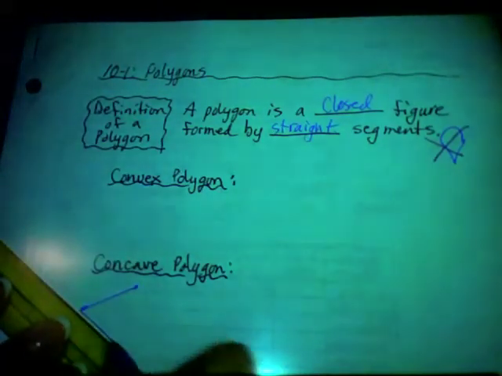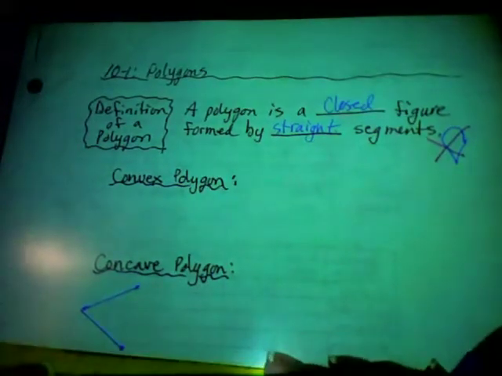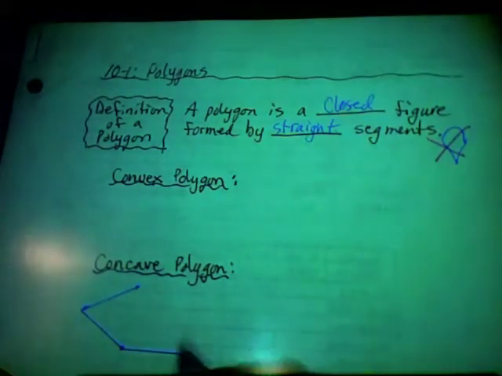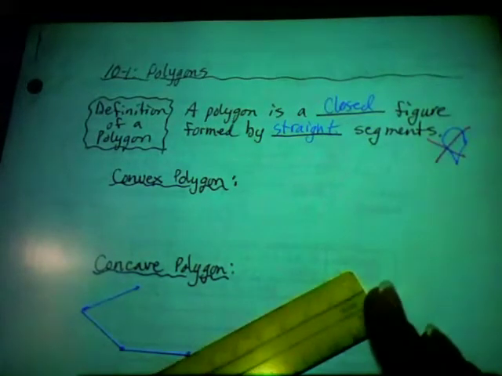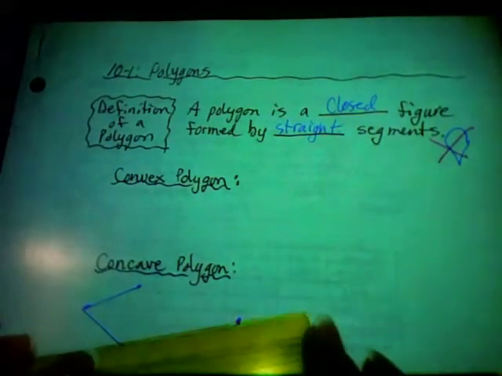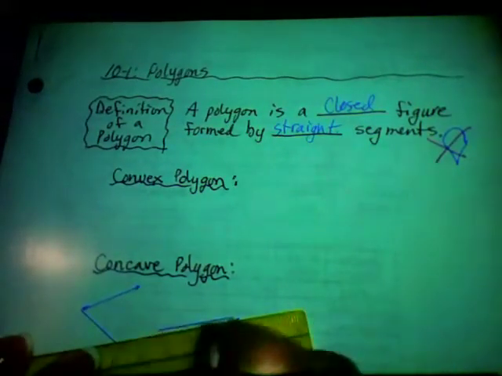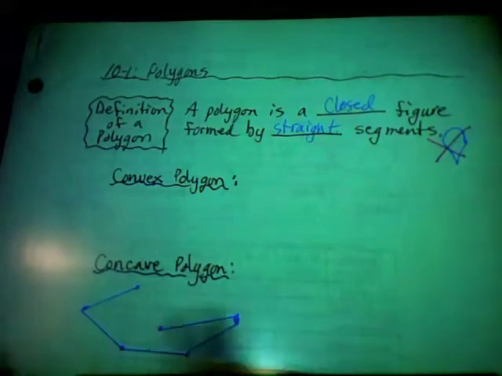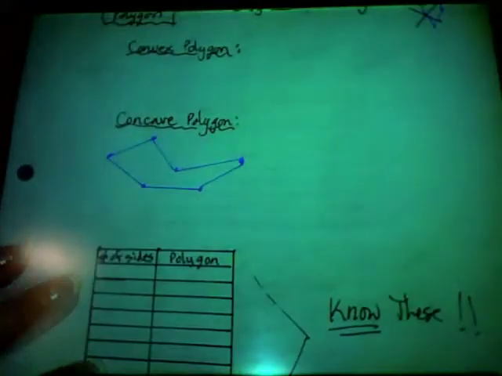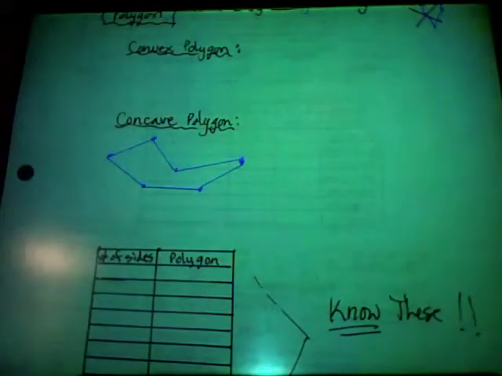So here's one side. Here's another. Another side. Another side. And then our final side. So it still is a polygon because it's got straight lines and it's a closed figure, but this is concave specifically because of this right here.